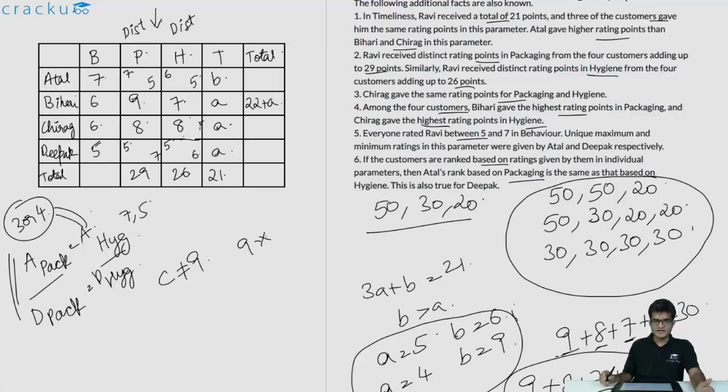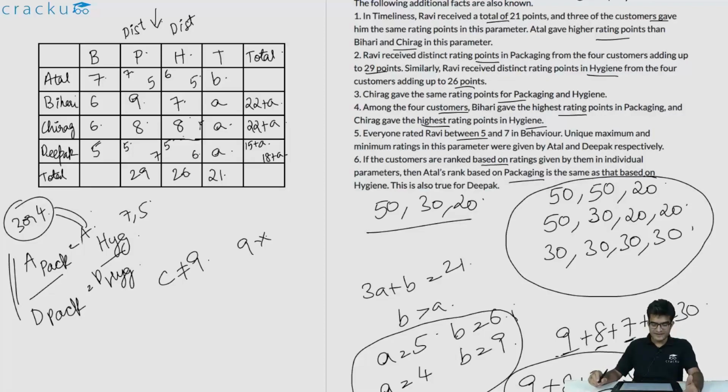Similarly, the total score of Chirag is also calculated, that is 6 plus 8 plus 8 plus A. So again, this is 22 plus A. The total score of Deepak in the first case is 5 plus 5 plus 5 plus A. So this is 15 plus A. In the second case, it is 5 plus 7 plus 6 plus A. So this is 18 plus A.